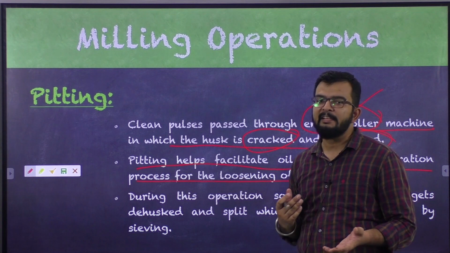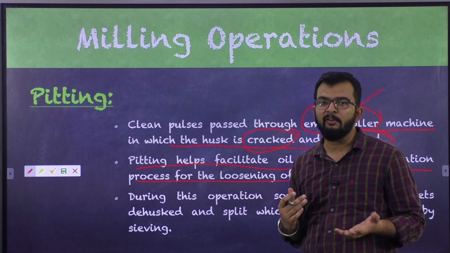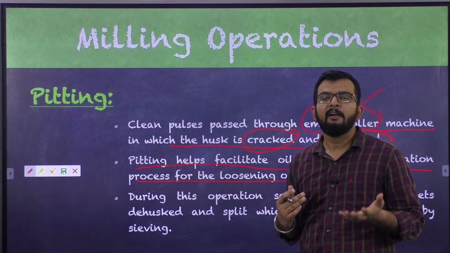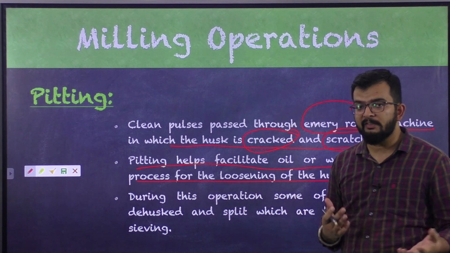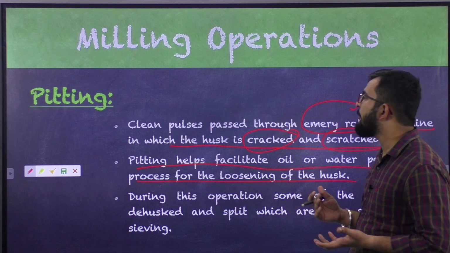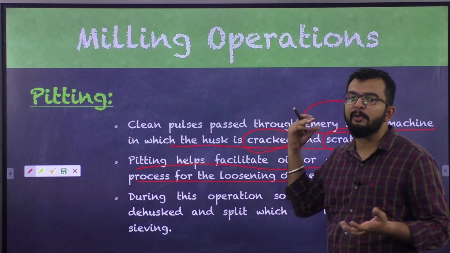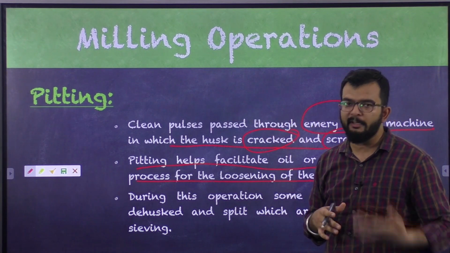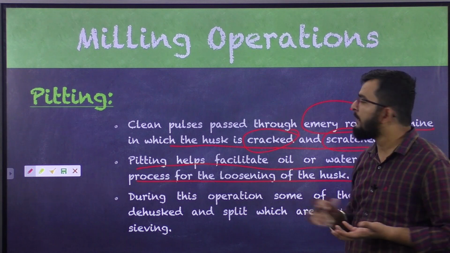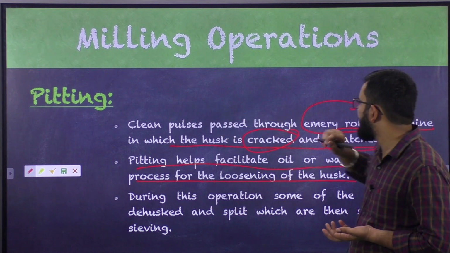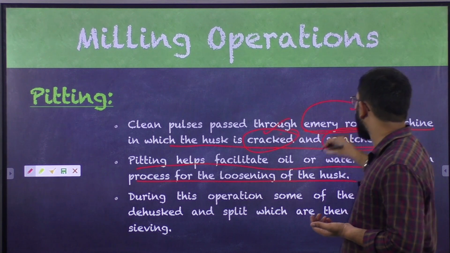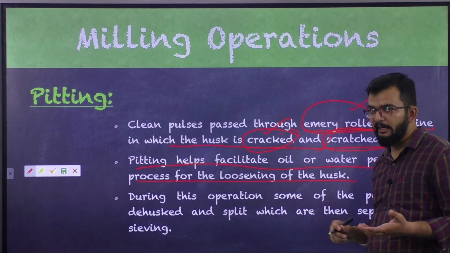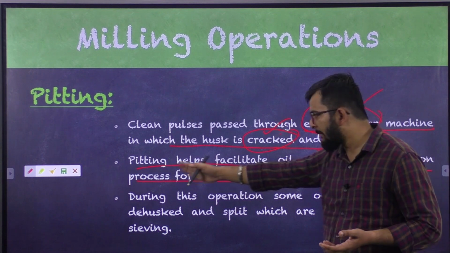See, before dehusking, we have already discussed that the husk is tightly attached to the cotyledons, right? So in order to loosen the husk from the cotyledon, what we need to do is soak the pulses in water or oil. So before doing that, we are doing pitting of the pulses. That means we are passing it through emery rollers to crack and scratch the surface of the hull, right? So by doing that, we are making it easier.